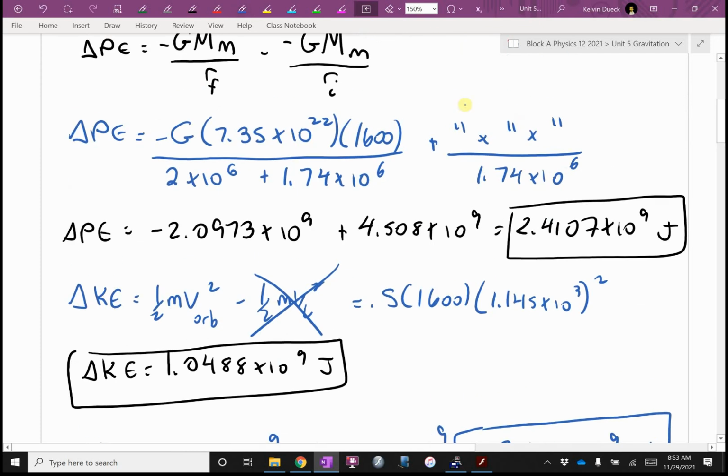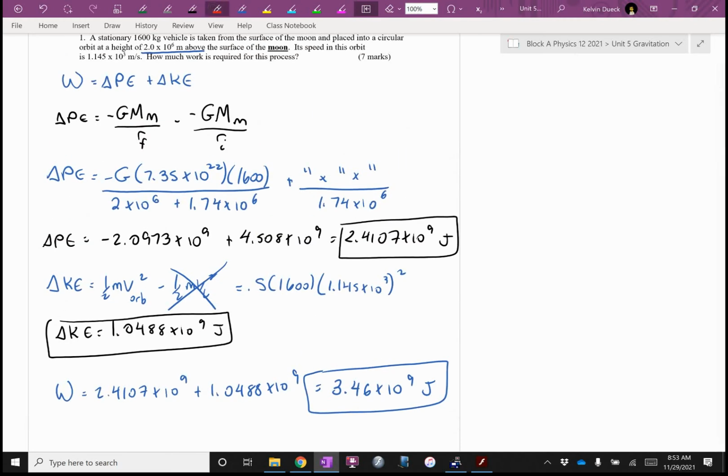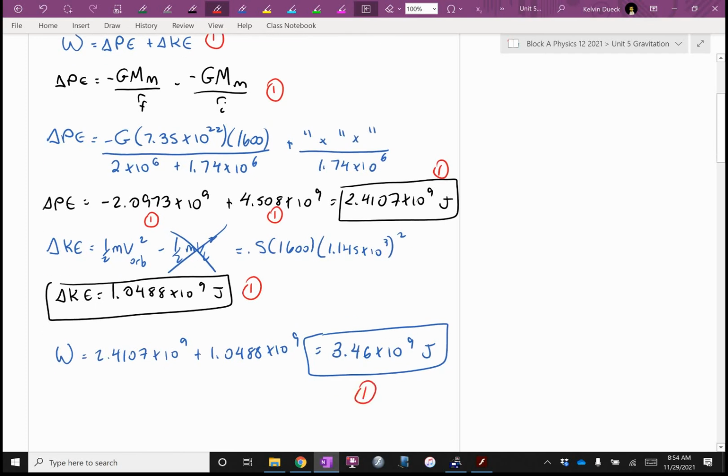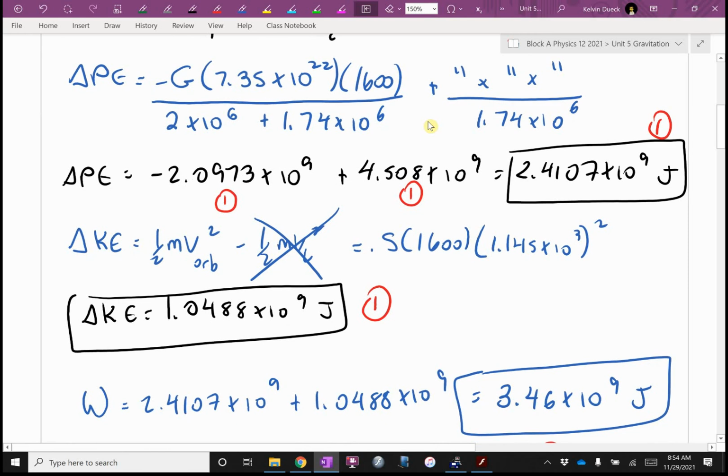Now, how would I give out part marks? I would probably go something like this: 1 mark if I saw this number, 1 mark for this number, 1 mark if you got the change in potential correct, 1 mark for the change in kinetic correct, and 1 mark for the answer. I would assume part marks if you didn't calculate change in potential, just all three numbers, and you just add it all. If you get the right answer, 7 out of 7.